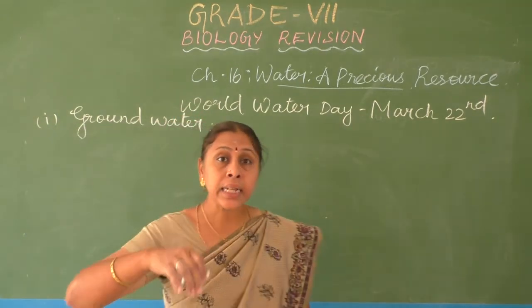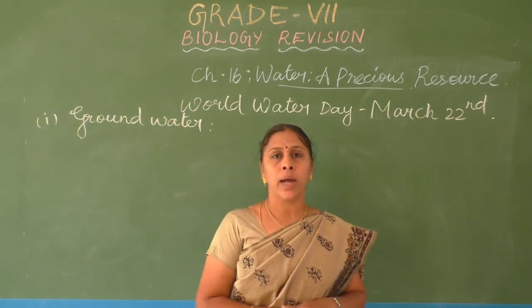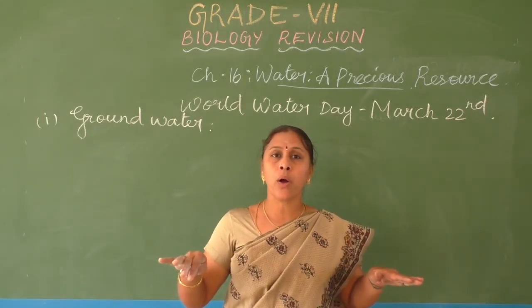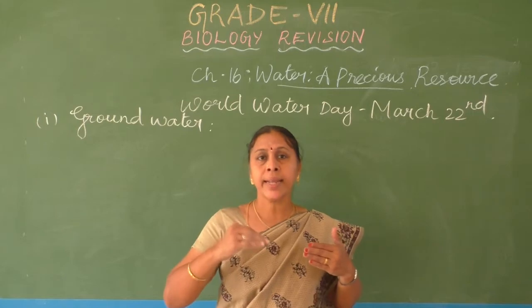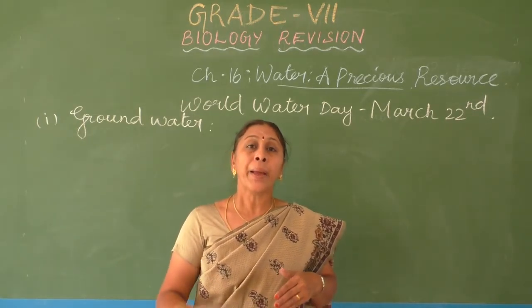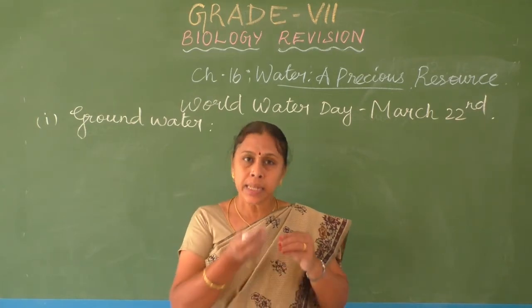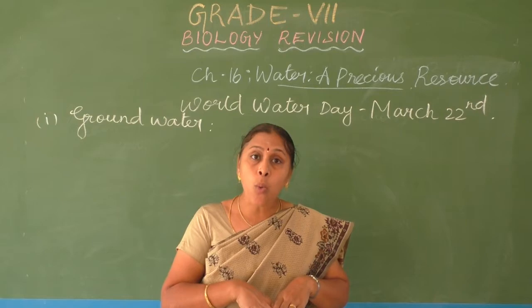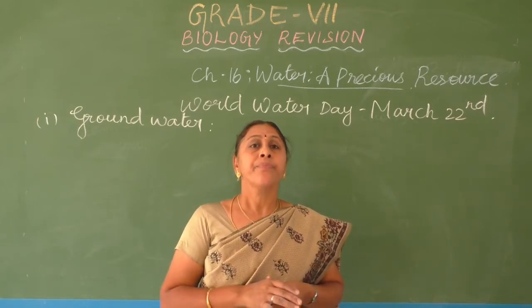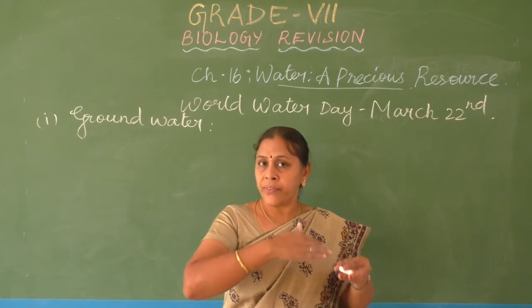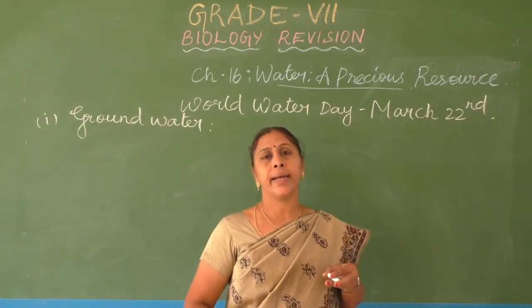The water that is present below the ground, underground. How is the underground water formed? When it rains, the rainwater enters into the earth by percolation. That means drop by drop it will enter into the soil particles and it will reach the water table. That means there is a layer beyond which the water will not enter.